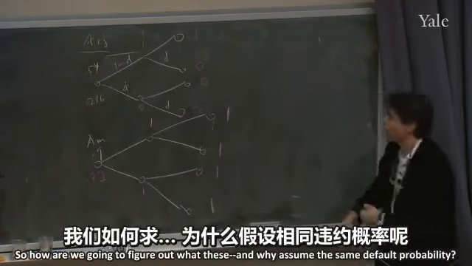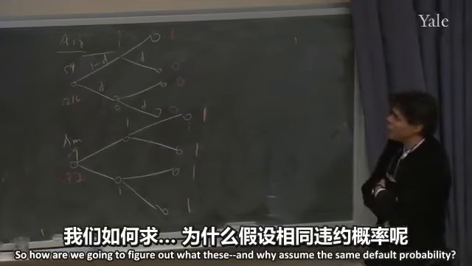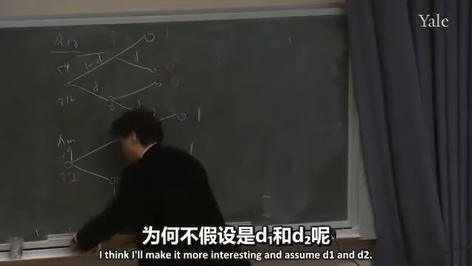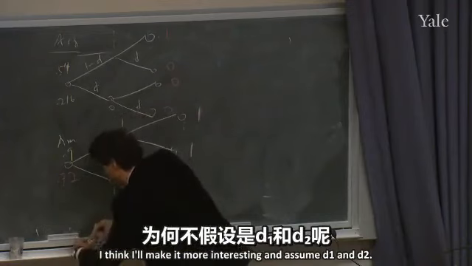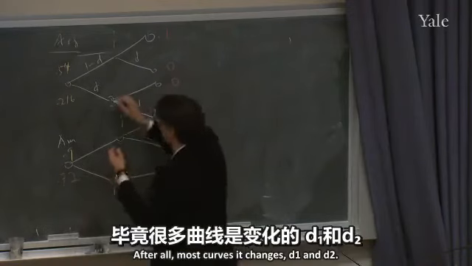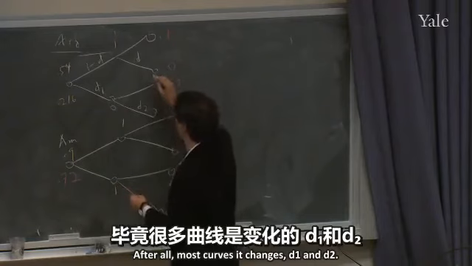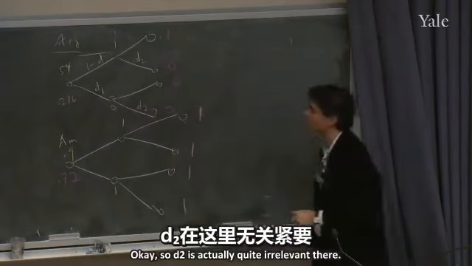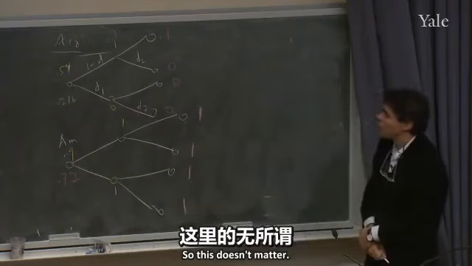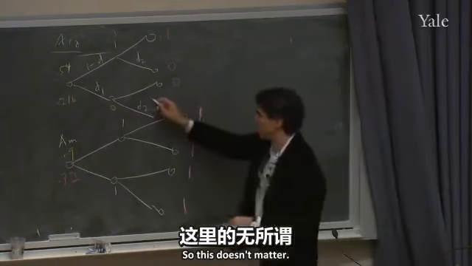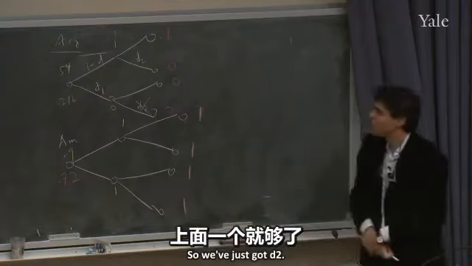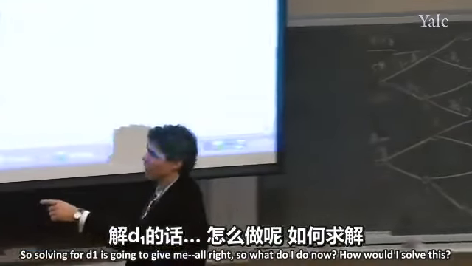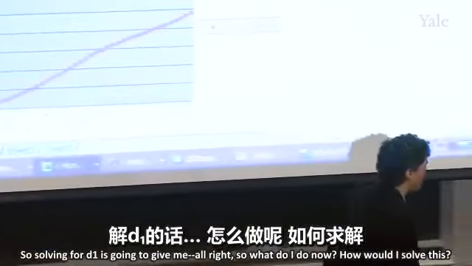Now how are we going to figure out these, and why assume the same default probability? I think I'll make it more interesting and assume D1 and D2. After all, in those curves, it changes: D1 and D2. D2 is actually quite irrelevant there, so this doesn't matter. So we've just got D2. Solving for D1 is going to give me, all right, so what do I do now?